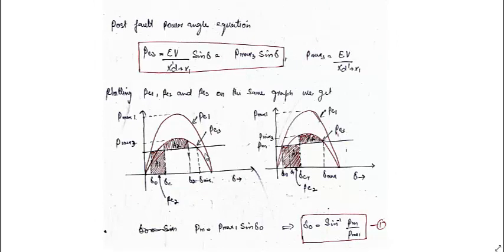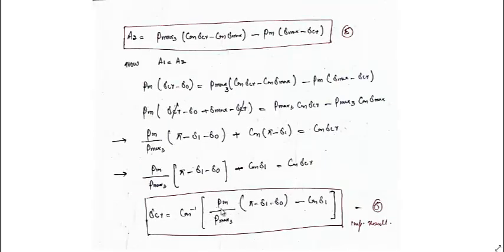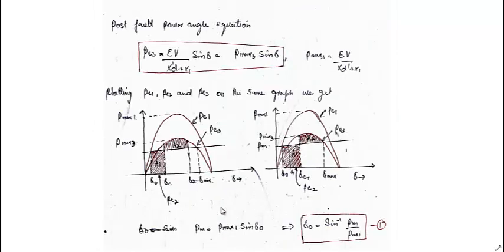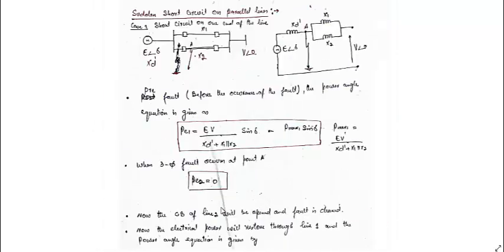Here also it's very difficult to find out. Here also we can find out the critical clearing time, because here PE is equal to 0 for this case. You can use this equation to find out the critical clearing angle, like we have done in the earlier case. So this is the case when we have assumed the short circuit on one end of the line.